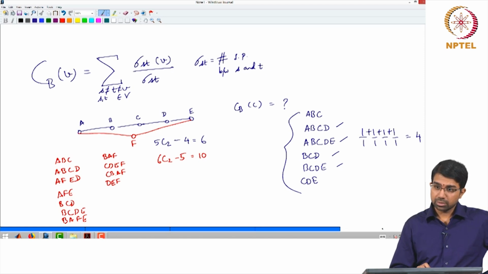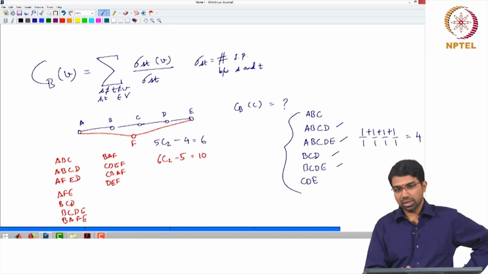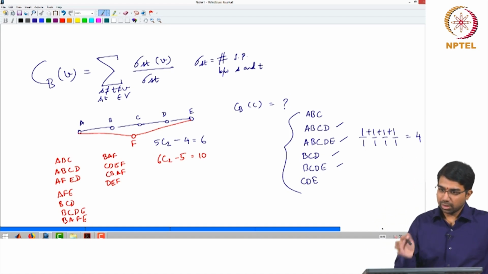6C2 minus 5, all pairs of nodes. Yeah, but paths of all pairs of nodes. It won't give the number of shortest paths. It will tell you the number of pairs of nodes between which you have to find a path.